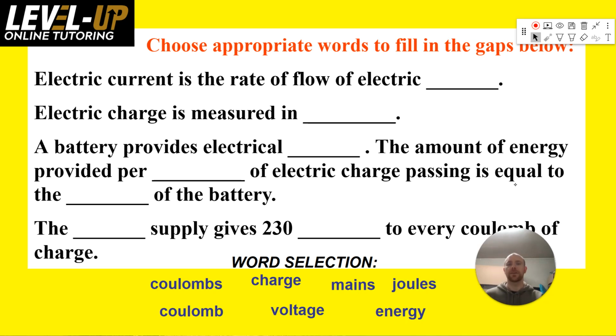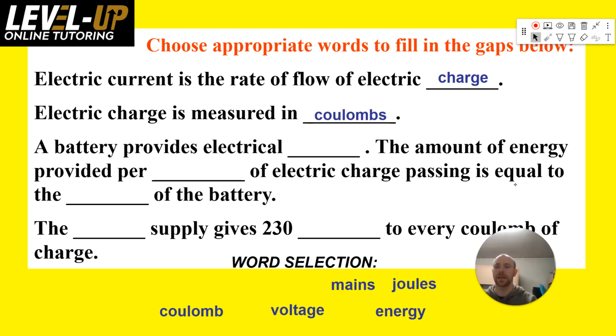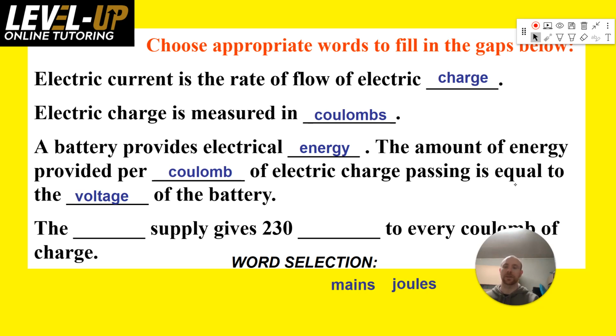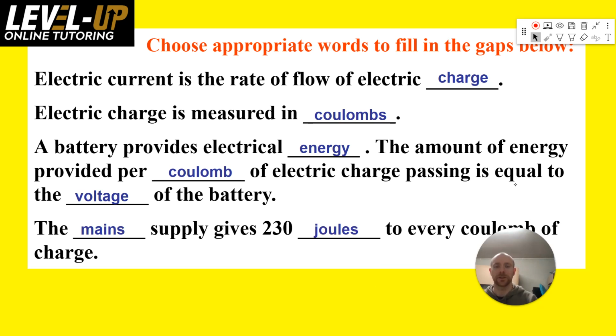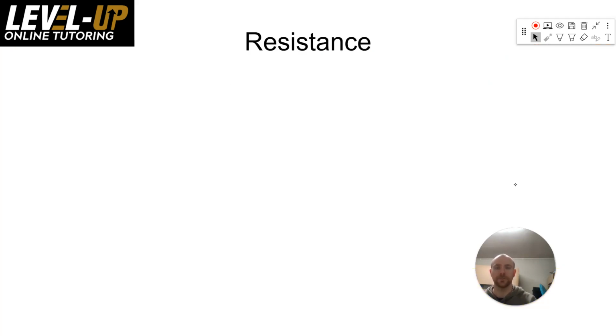Okay, the answers: electric current is the rate of flow of electric charge. Electric charge is measured in coulombs. A battery provides electrical energy. The amount of energy provided per coulomb of electric charge passing is equal to the voltage or potential difference of the battery. The mains supply gives 230 joules every coulomb. Something I hadn't mentioned actually, the mains supply in your homes gives 230 to 240 volts, which means it's providing 230 joules to every coulomb of charge.